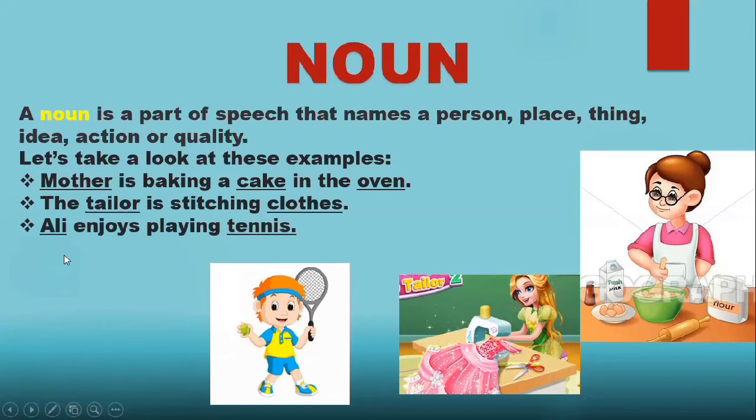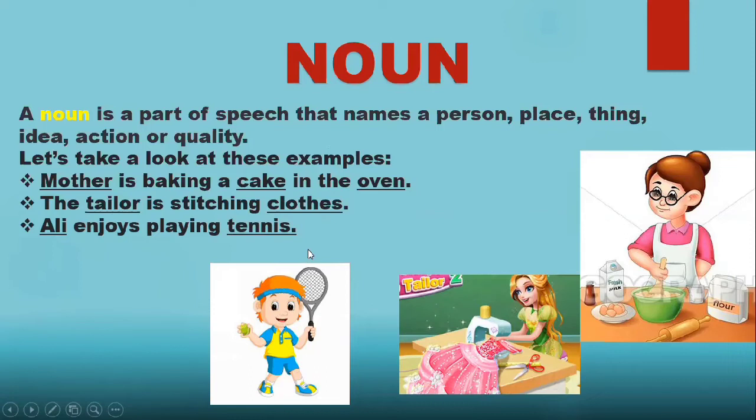Okay, next one. Ali enjoys playing tennis. Oh, so he is Ali probably. And what does he enjoy? He enjoys playing tennis. So Ali is my noun here. And tennis. Now tennis is the name of a game actually, so it is again a noun. Okay. So you know what the nouns are now clearly? We can have 2, 3, 4, 5, as many nouns as we want to put in a sentence. But usually we have 2 to 3 nouns in a sentence.